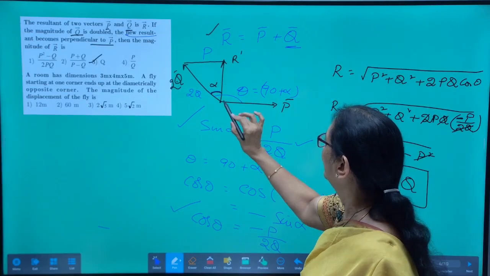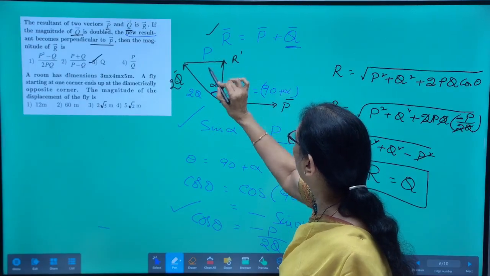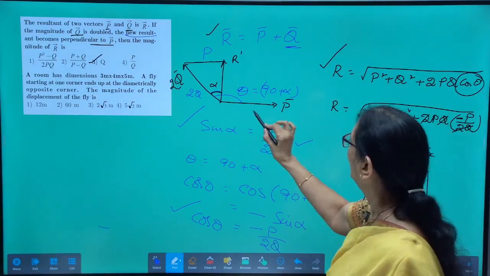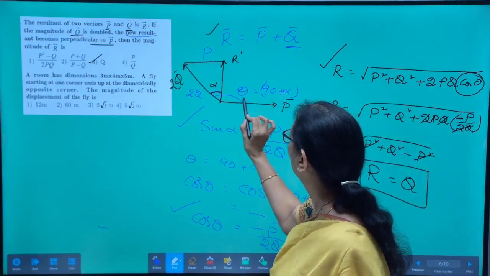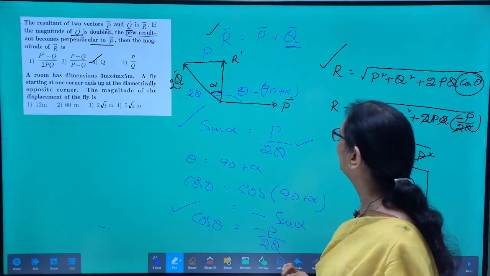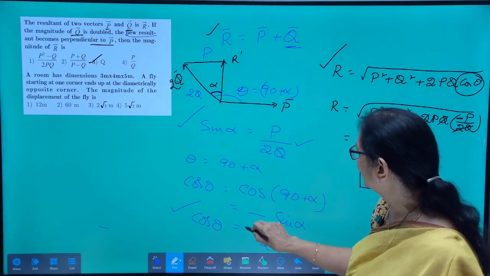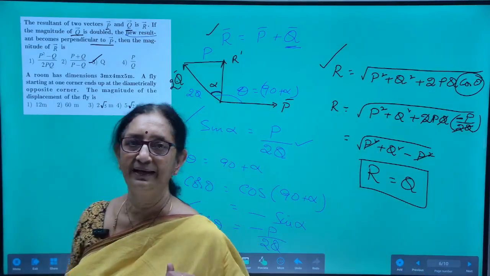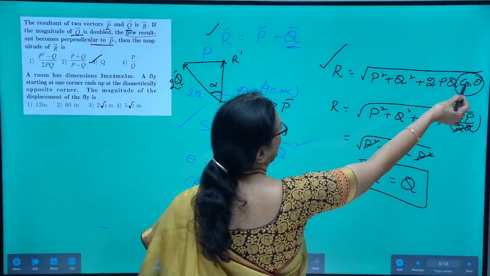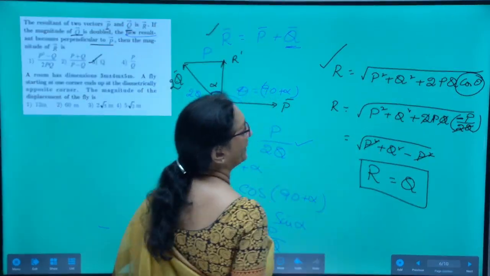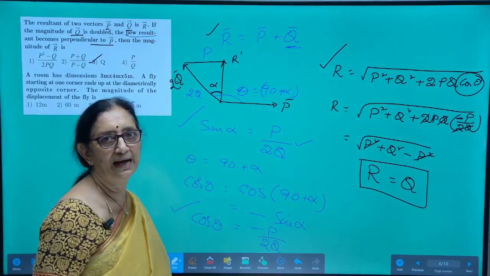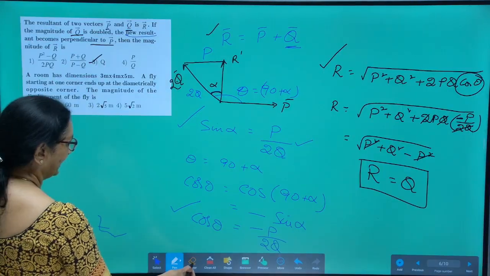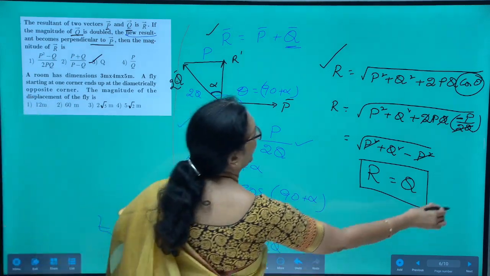This is the diagram. From this, sin alpha is p by 2q. To find the resultant, we want cos theta, where theta is the angle between p and q. From this diagram, theta is 90 plus alpha. Cos 90 plus alpha is minus sin alpha. As sin alpha is p by 2q, cos theta is minus p by 2q. So on substituting cos theta as minus p by 2q, you get R as equal to q. That is the answer. So that is your first problem in this page.